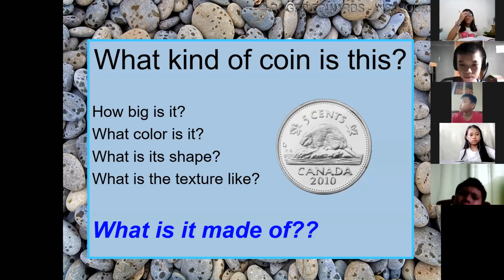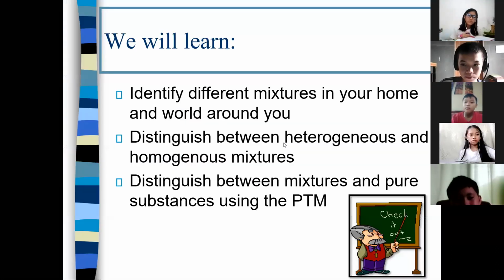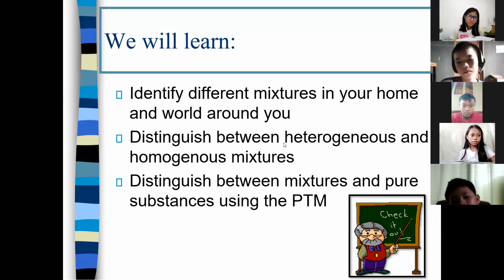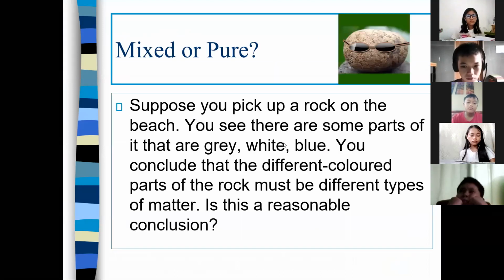So what will we learn for today class? We're going to identify the differences between the mixtures that surround you in your residence. We're going to determine the distinguishing characteristic between a heterogeneous and a homogeneous mixture. And also, we're going to distinguish between a pure substance and a mixture. Okay? So before we start the ball rolling, let's try to have this video for a while. Try this video.